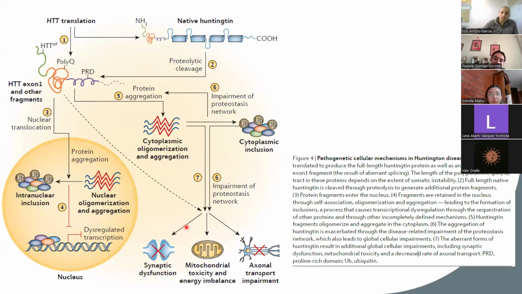They do it like this, right? So we have the native Huntingtin, then the polyQ, and then we have this protein aggregation, where they start having impairment in proteostasis, then protein aggregation also in the nuclei, and that will generate synaptic dysfunction, mitochondrial toxicity and energy balance, axonal transport impairment, and at the end, these neurons are going to die.